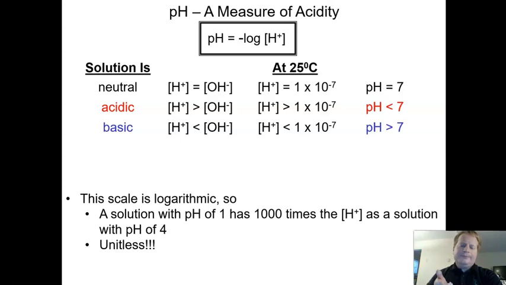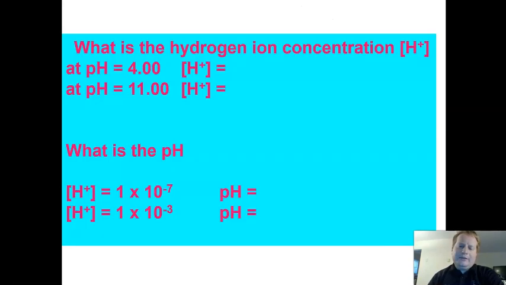Going from 4 to 1 is 1,000 times, because it's 10 to get to 3, 10 to get to 2, 10 to get to 1. And you multiply them, you don't add them. So it's 10 times 10 times 10 for every step that you make. It's a huge difference in this logarithmic scale. So when the pH goes up, H+ goes down, and vice versa.